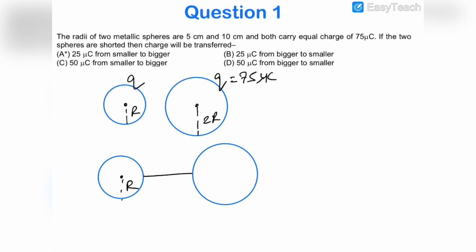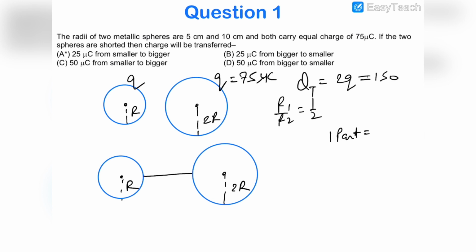sharing the charges, and we very well know that Q total is 2Q and 2Q is 150, and the radius ratio R1 upon R2 is 1:2. So we have already done these kind of questions. What we need to do is add up this ratio, which gives us 3, and we have to divide this total charge into 3 equal parts. So one part will be equal to 150 by 3, which is 50.